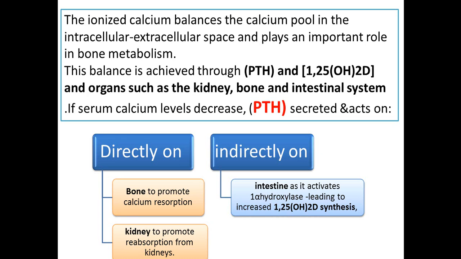If serum calcium level decreases, what will happen? Parathyroid hormone will be stimulated and secreted from the parathyroid gland, and it will act in two ways. Directly, it will act on the bone to promote calcium resorption, and on the kidney also in a direct way to promote reabsorption, and indirectly on the intestine as it activates 1-alpha hydroxylase, leading to increased 1,25-dihydroxyvitamin D synthesis.